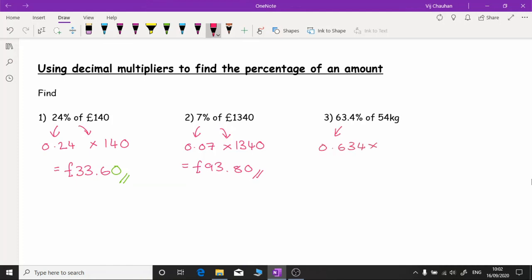And for question 3, converting this into a decimal is going to be 0.3634 times 54. So again, type that into my calculator, and it gives me an answer of 34.236 kilograms. Now, if this was a money question, I would round it up to 34.24, because obviously you can't have more than 2 decimal places on a money question. But as this is kilograms, I'm just going to write down the full answer.